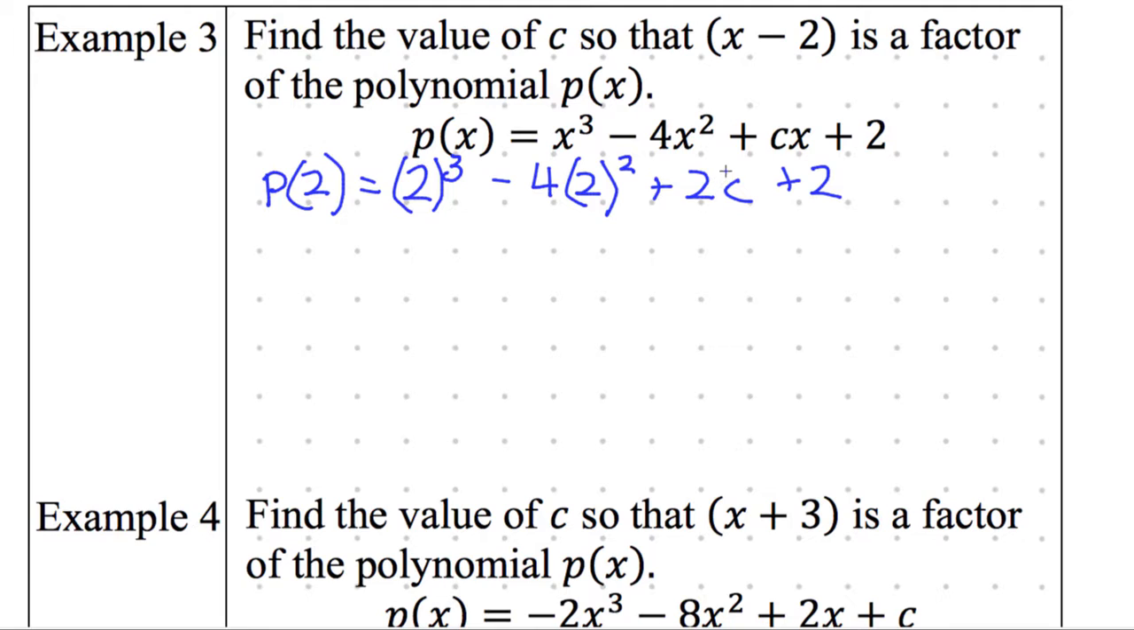Are we okay with this? Wait, what did you do? I plugged in 2. I plugged in 2, 2, 2, and 2. You are plugging in 2 as well. Notice that this thing becomes 2c, which is weird because you still have a variable. And that's the whole idea.